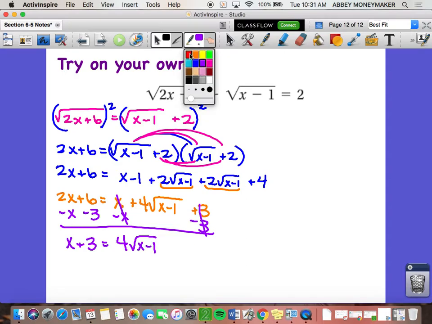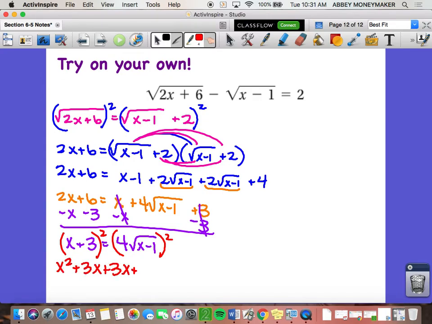So again, from here, I don't want any fractions. I'm sounding like a robot. Square both sides. x squared plus 3x plus 3x plus 9 is equal to, 4 squared is 16. And then the square root of x minus 1 squared is just x minus 1. So we're going to say x squared plus 6x plus 9 is equal to 16x minus 16.